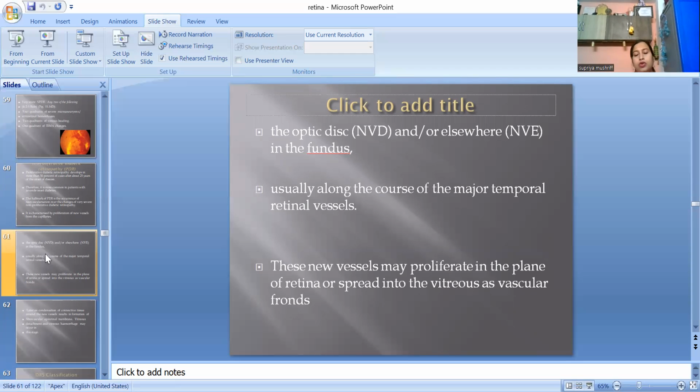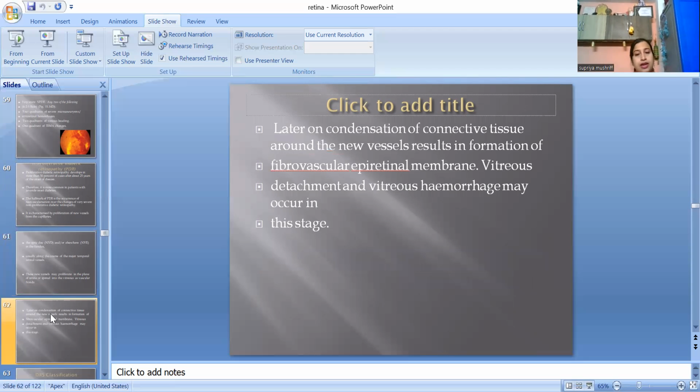These new vessels may proliferate in the plane of retina and spread into vitreous as vascular fronts. These vascular fronts cause vitreous hemorrhages. Later on, condensation of connective tissue and the new vessels results in formation of fibrovascular epiretinal membrane. So epiretinal membrane is another feature in diabetic retinopathy. Vitreous detachment and vitreous hemorrhage may occur in this stage.